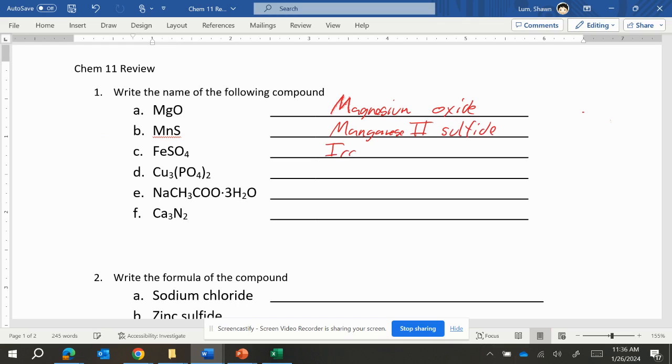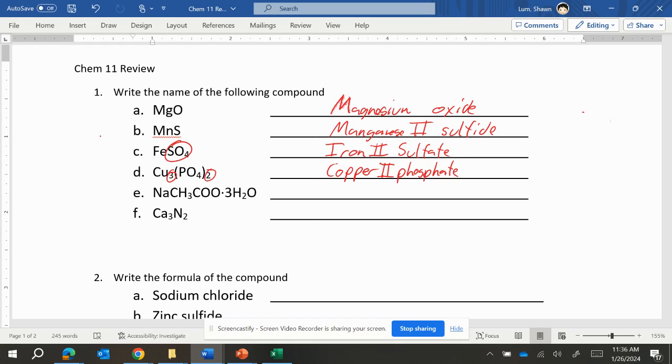This one right here, iron is also multivalent. So it's iron sulfate. SO4 is sulfate, and iron is multivalent, so it deserves the number. Sulfate is 2 minus, so that means iron has to be 2 plus, so it's iron 2 sulfate. And this one right here is copper phosphate. Phosphate is -3, and that means copper is +2, so that's copper 2 phosphate.